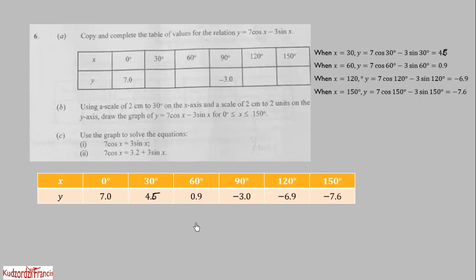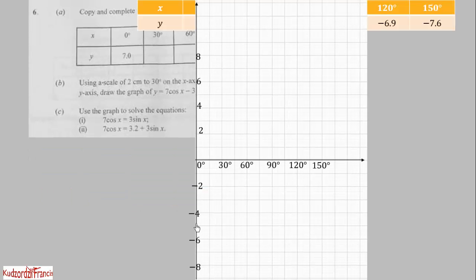So let's plot these points. We get our graph and plot the points. We're asked to use 30 degrees on the horizontal axis. So this is the x-axis and our y is here. You must always label your axes. Then we're also asked to use 2 centimeters to 2 units on the horizontal axis. So we plot the points.